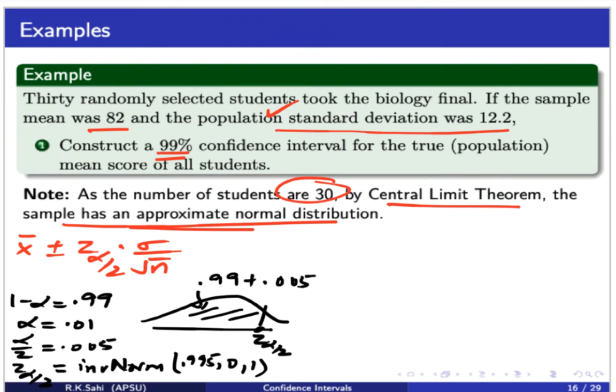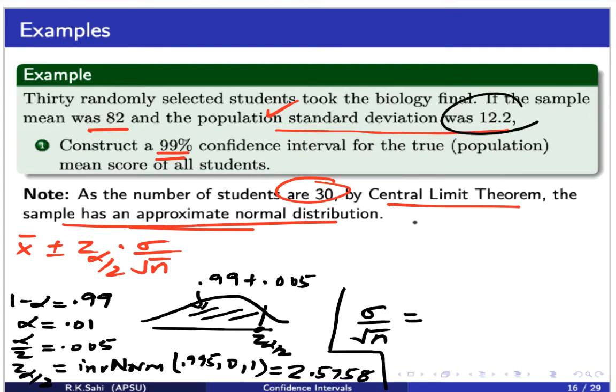So when we write down the values here, this is 2.5758. So we got Z alpha by 2. We need to find sigma over square root n. So sigma over square root n is what? Sigma is 12.2 and n is 30. That is 30 randomly selected students. That's square root of 30. We get the value to be 2.2274.